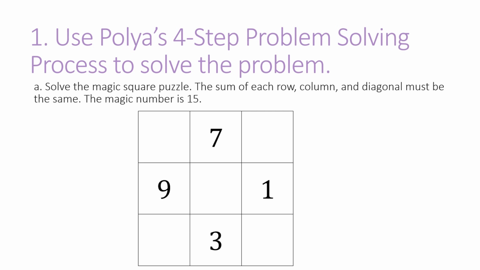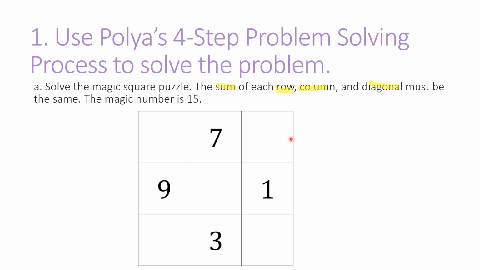All right, so the first thing I'm doing in Polya's 4-step process is I'm just understanding the problem. So I might go through here and say, okay, I see the word sum, right? So that tells me I'm going to be adding, right? I see the words row, column, and diagonal. So that's where it's going to tell me to look. All right, so let's take a look at our rows, columns, and diagonals.